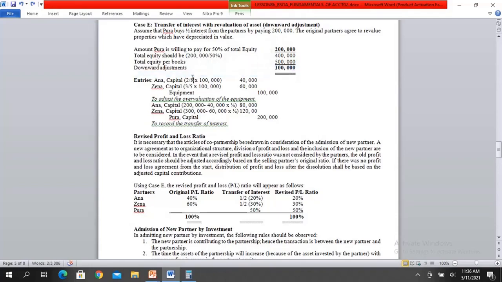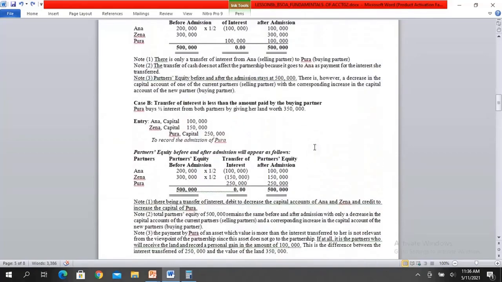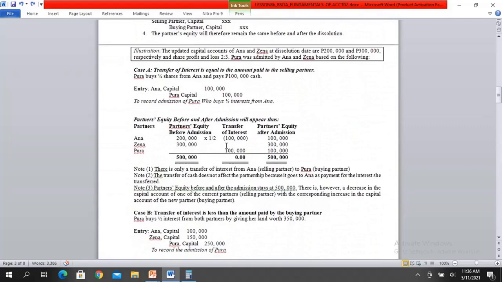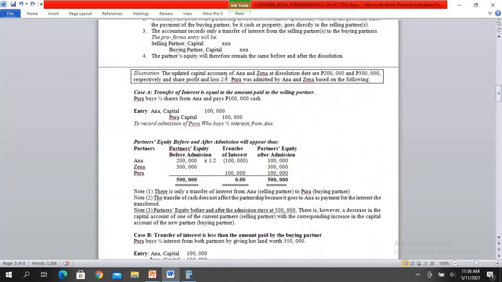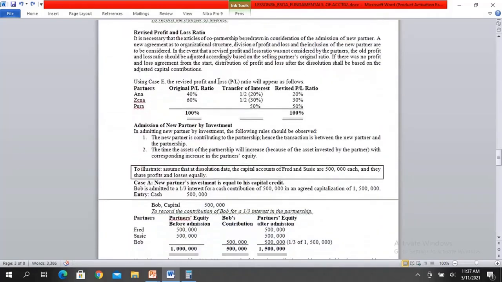So, bakit 2 divided by 5? Tingnan natin, balikan natin yung kanina na illustration. Sabi dyan, ang sabi dito sa first is, respectively, and share profit and loss 2:3. So, 2 plus 3 is 5. So, yun yung magiging denominator natin. So, 2 magiging share ni Ana. 3 magiging share ni Zina. So, 2 plus 3 is 5. So, yun yung denominator natin, yung 5.